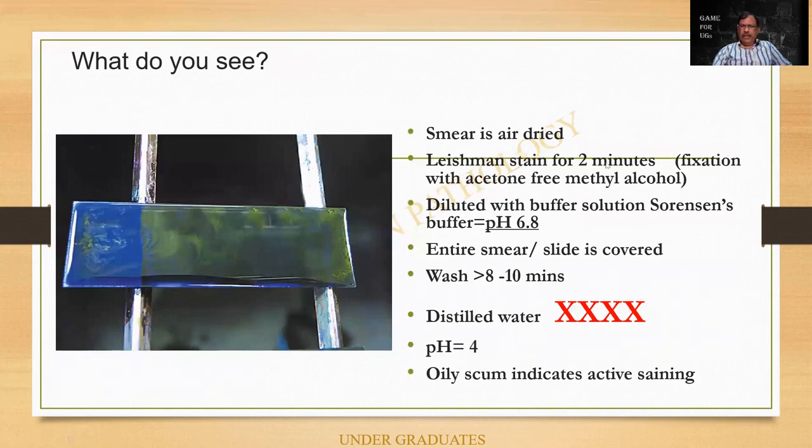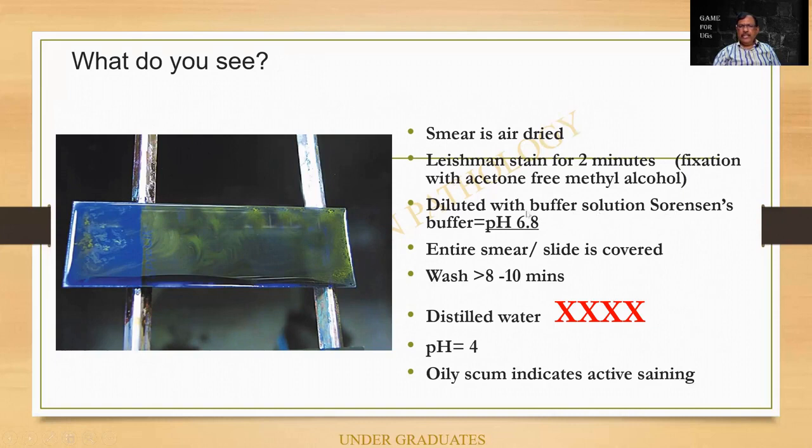So this is the way you do it. All of you are very familiar with it. The smear is air dried and you pour the Leishman. You wait for a period of 2 minutes. It is for fixation. It contains acetone-free methyl alcohol, which helps in fixing the cells. Fixing means it preserves them in as lifelike a manner as possible. And then it is diluted with a buffer solution.